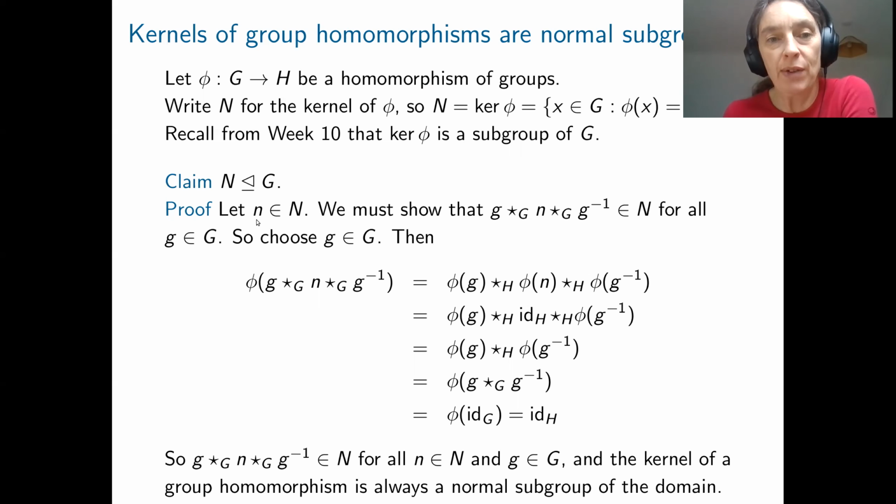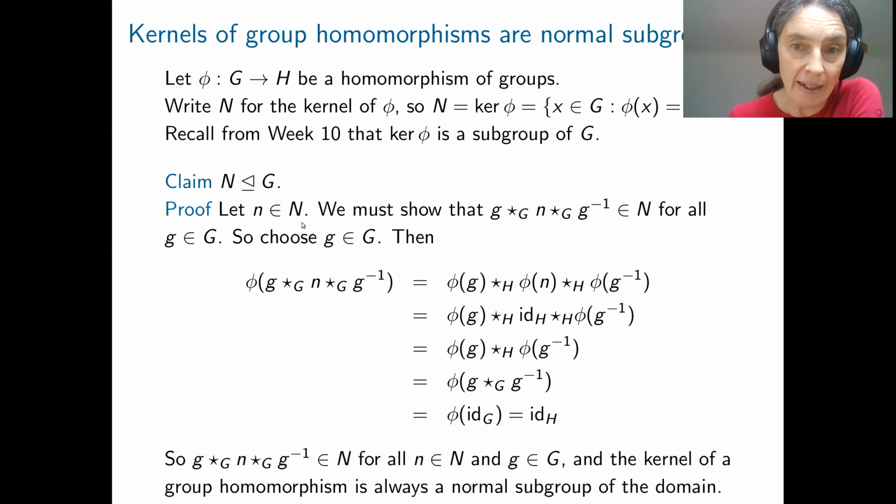To do that, we should give ourselves an element of N, and we should show that each of its conjugates in G is also in this subgroup N. We know how N is defined. It's defined as the kernel of this homomorphism phi. So let n be an element of the subgroup N.